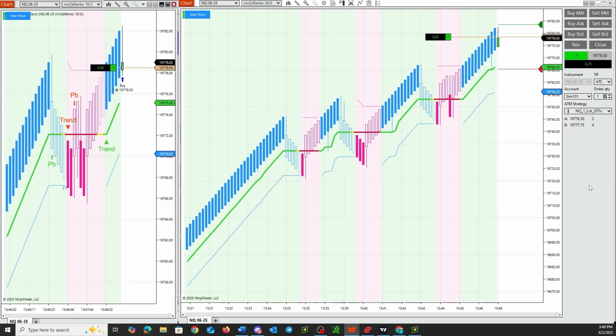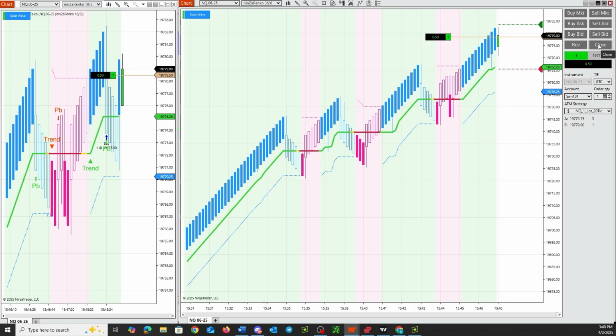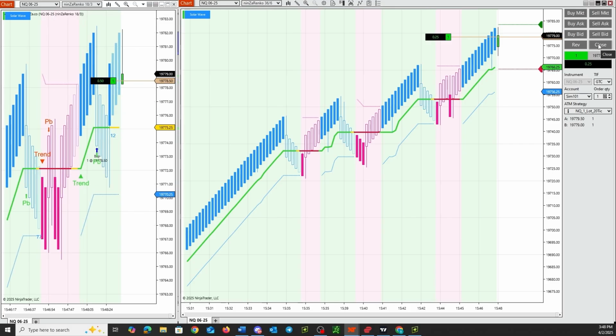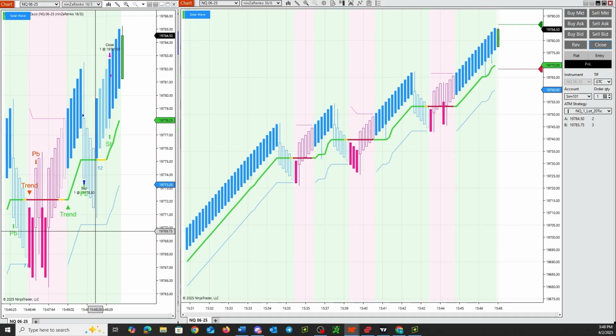We're in again. And we're out. Another 5 ticks. I was just doing that manually because I'm entering over here and I don't have the thing set. So hopefully you've seen how that works. It works pretty good.